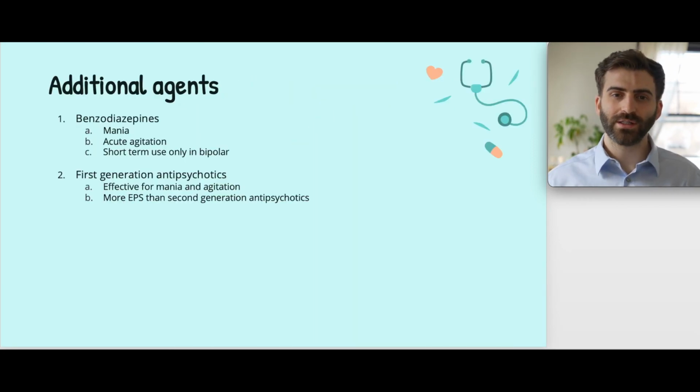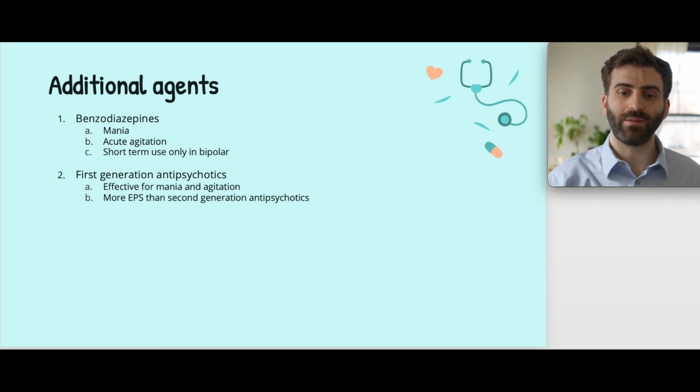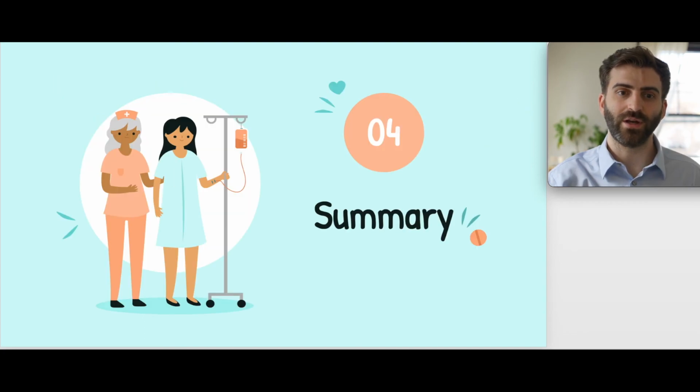Some additional agents, I briefly talked about benzodiazepines, which can be used in the acute end for mania, acute agitation, and so on. First generation antipsychotics are effective for mania and agitation, but they may have more EPS than the second generation.